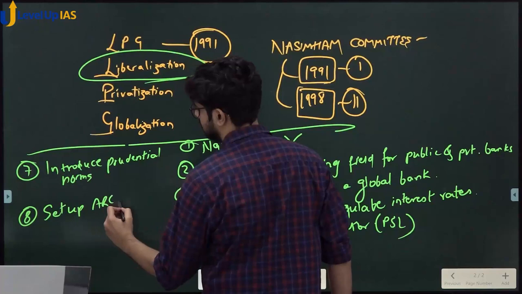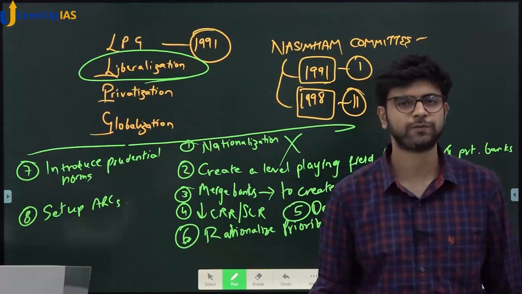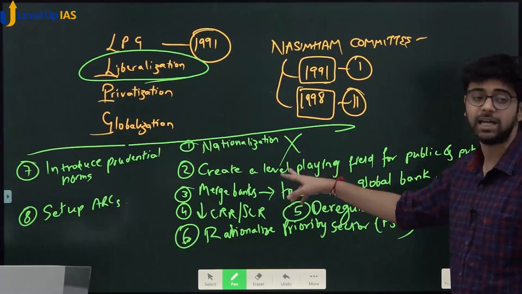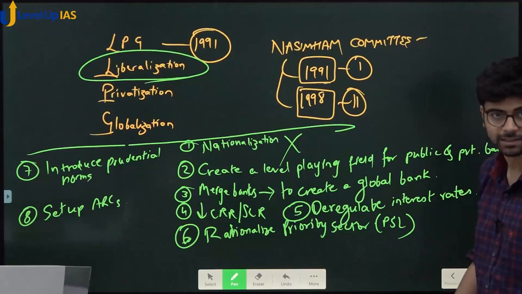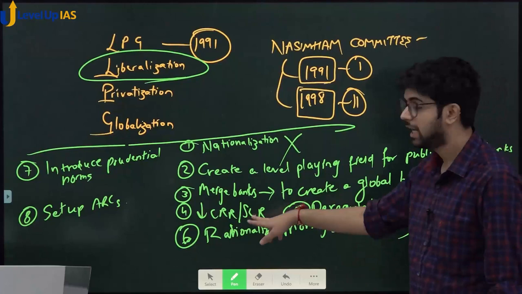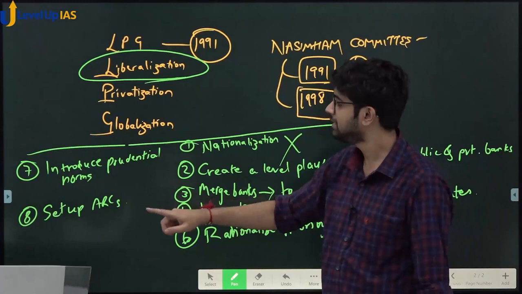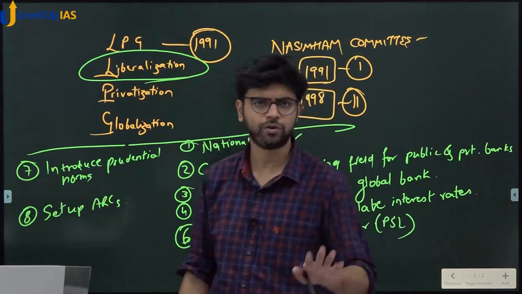So these were major recommendations. It was a 400-450 page report given by the Narasimham committee. Nationalization should stop immediately. You should create a level playing field for public and private banks. You should merge banks to create a global bank. CRR, SLR should reduce. Interest rate should reduce. PSL proportion should reduce. Set up ARCs and introduce prudential norms. You know what prudential norms are? Those four norms. This was the recommendation of the Narasimham committee.